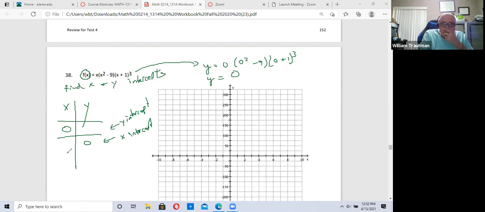I didn't really want to do one. I guess I'm going to get stuck. So that is the y-intercept.